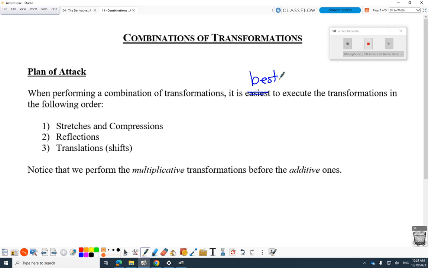Now, notice we perform the ones that multiply before the additive ones. That's not a new rule. That's BEDMAS. BEDMAS says if you're going to multiply or divide, do that before addition and subtraction. So that's the only reason this rule exists. This isn't me giving you management techniques. I'm just following math rules. Multiply first, then add or subtract.